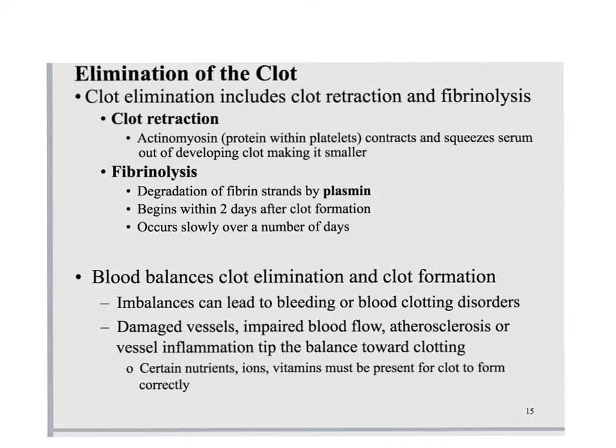So the clot retracts and then it's degraded by an enzyme called plasmin. Usually it happens over a number of days. And so blood as a tissue balances clot formation with clot elimination over time. Imbalances in that could lead to excessive bleeding. And there's a whole different set of things: damaged vessels, atherosclerosis. You could have fun things like abnormal clotting that occurs.